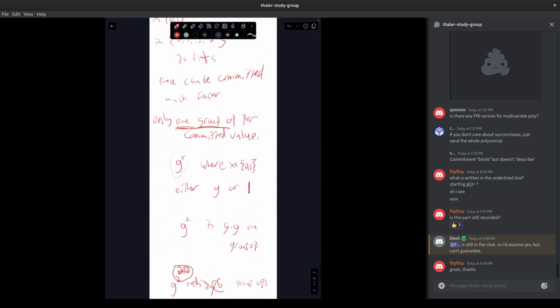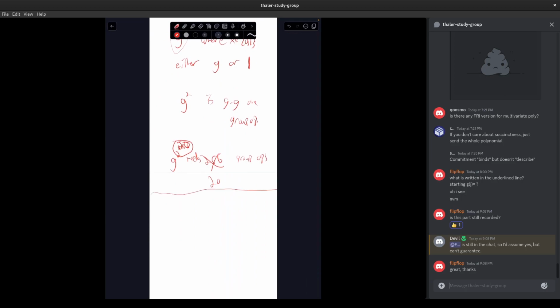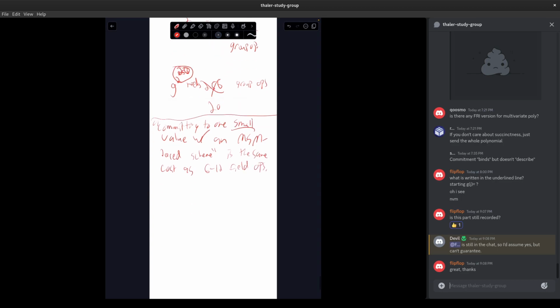Okay, so that's MSMs. So what that basically means is, at a very high level, committing to 1 small value with an MSM-based commitment scheme, whether it's KZG or Bulletproofs or whatever, is the same cost as just like 6 to 12 field operations. Okay, which is pretty good, right?